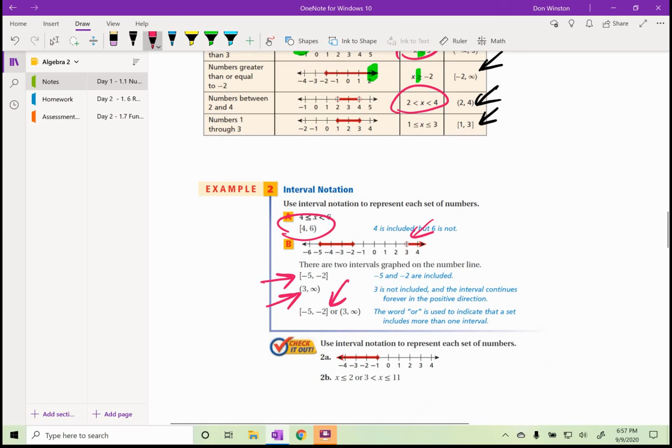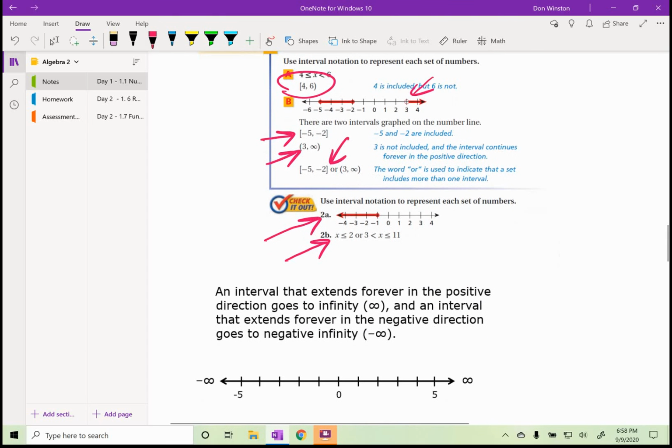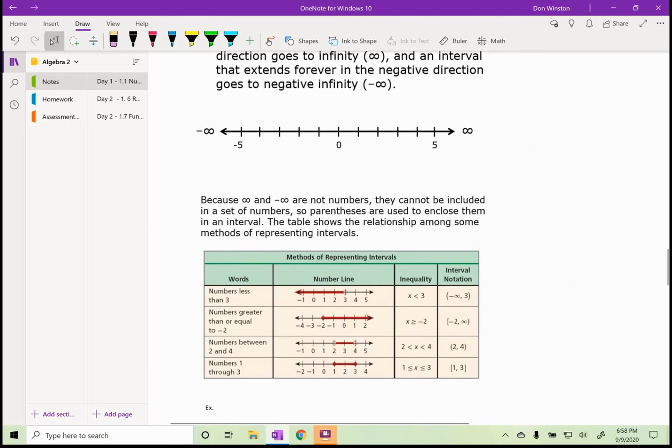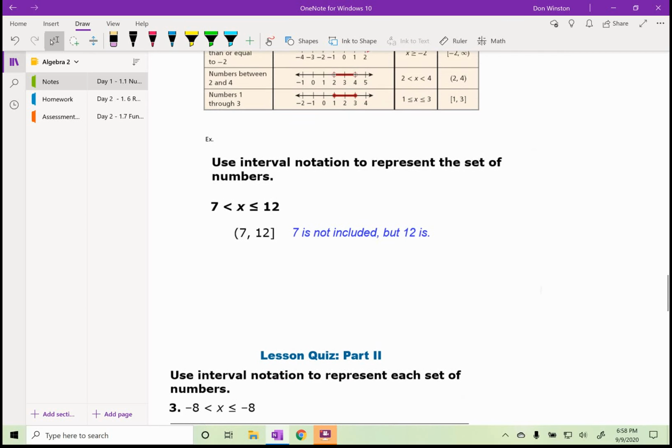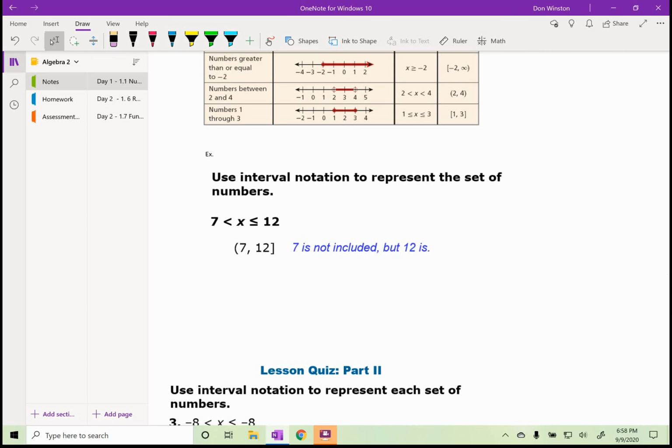So pause the video and see if you can write an interval notation for 2A and 2B. Pause the video and see how you do. Okay, I've already talked about that. All right, here's another example. Use interval notation to represent the numbers that are less than or equal to 12 but greater than 7. Okay, closed at 12 because we include 12. We have the equal. And it's open at 7, so we have the parentheses. All right.